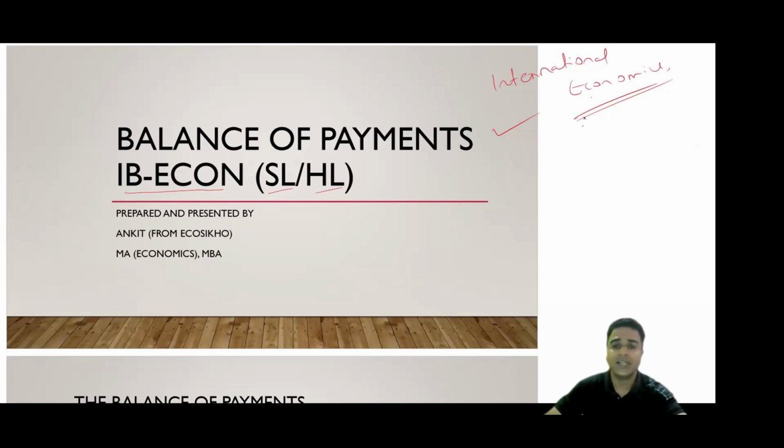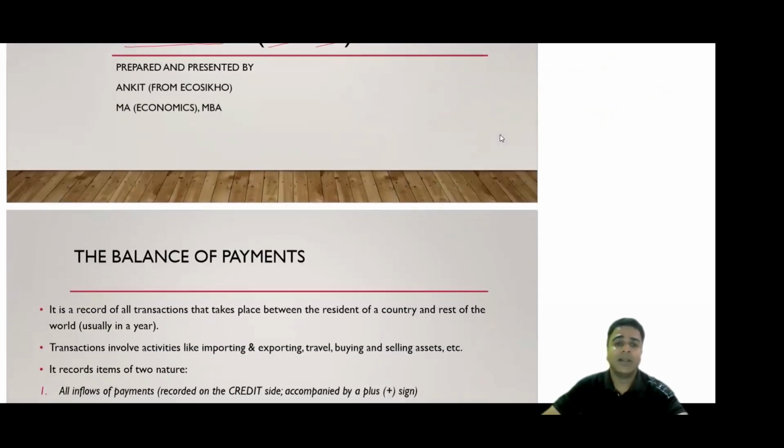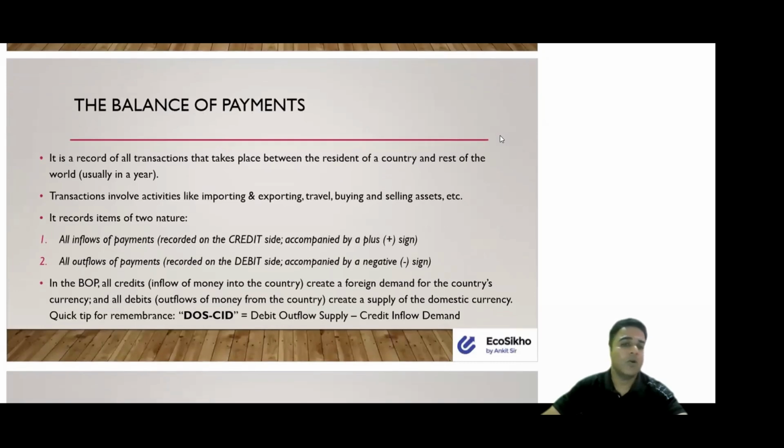So now that we know what is international economics, now that we know what is balance of payment, let us delve deeper into balance of payment. The balance of payment is usually an accounting statement that keeps track of all the transactions that take place between the residents of a country and the rest of the world, usually in a year. So whenever any transaction takes place between the residents of a country and the rest of the world, it gets recorded in the balance of payment.